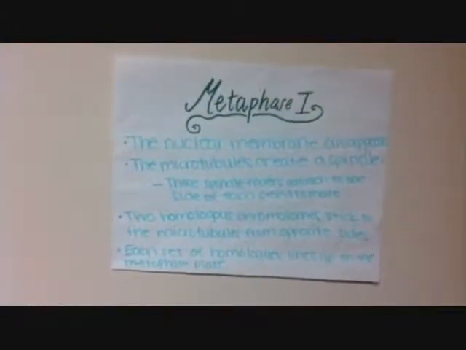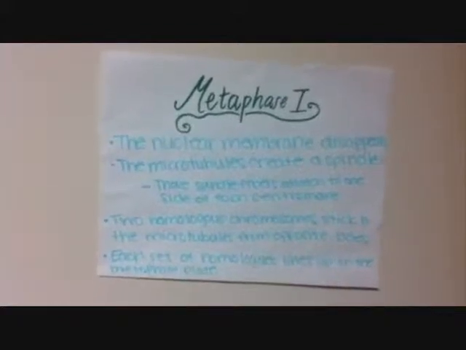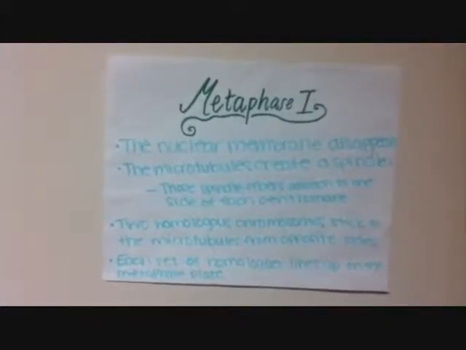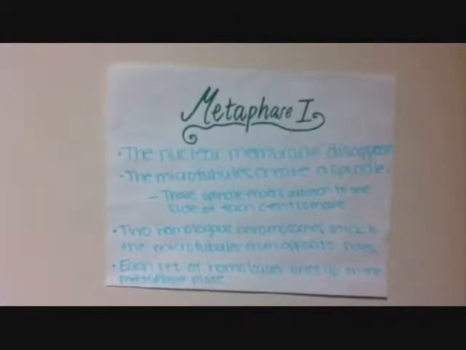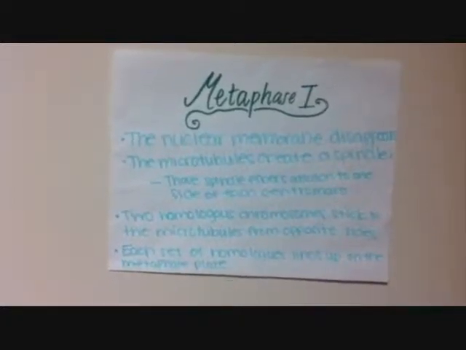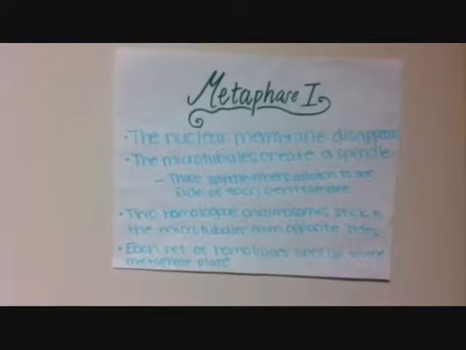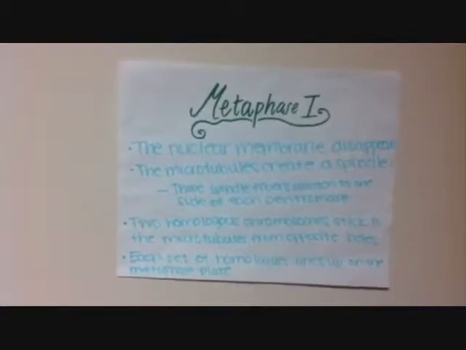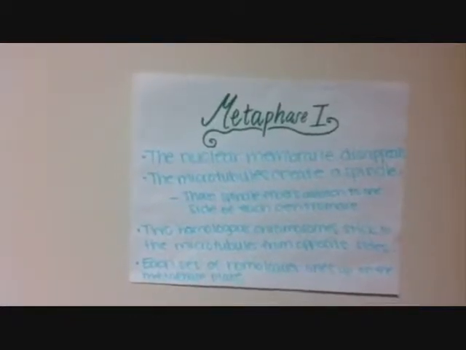The second stage in meiosis is metaphase 1. During metaphase 1, the nuclear membrane disappears. The microtubules create a spindle fiber. Those spindle fibers attach to one side of the centromere. The homologous chromosomes stick to the microtubules from opposite sides, and each homologous chromosome lines up at the metaphase plate.